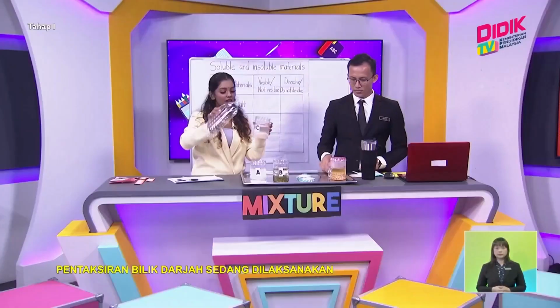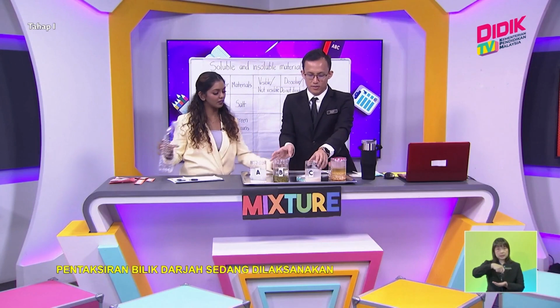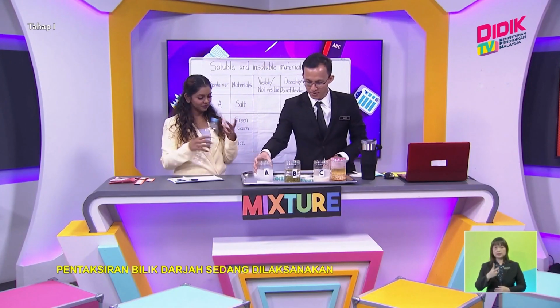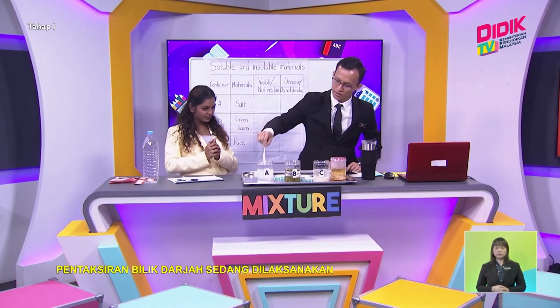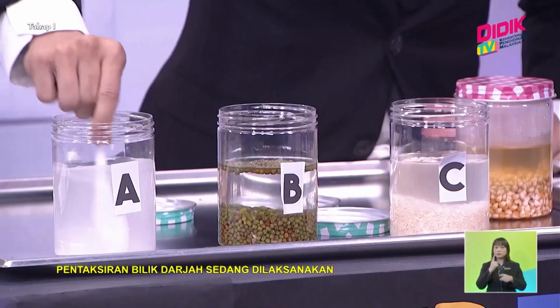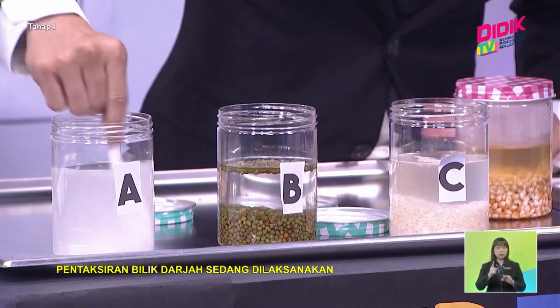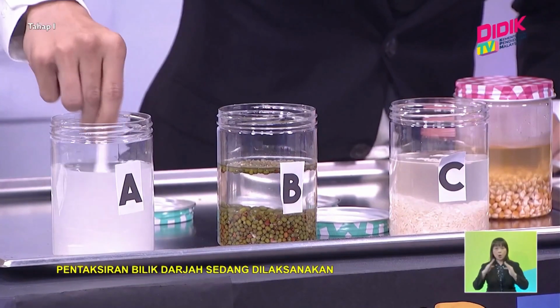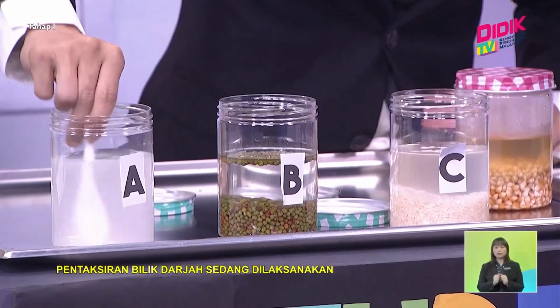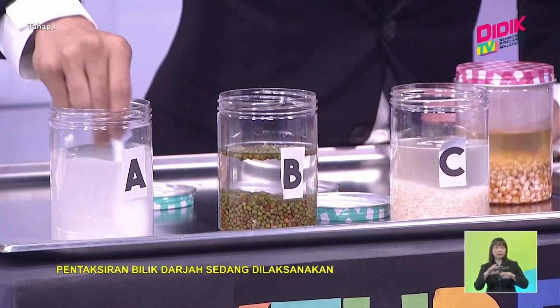Okay, so now let us stir it and see whether it still remains or not. So the first one is the salt, right? Yes, so I'm going to stir it. All right, people at home, if you have salt at home, I'm sure you have, with parents' guidance, you can also try this experiment by adding salt and water to see if it's dissolving or not, all right? Okay, the color changes already, right?